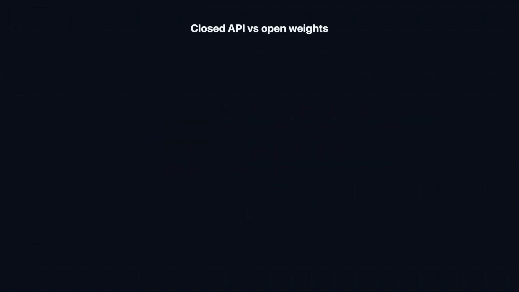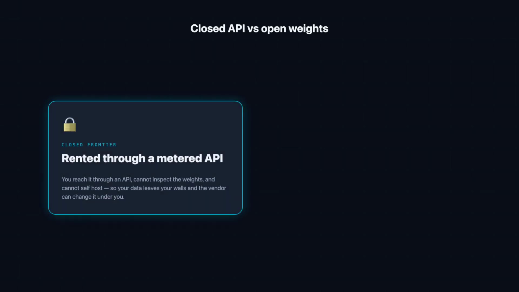First, let us look at the divide GLM 5.3 is built to close. Consider the frontier models that dominate the headlines. Most of them are closed. You reach them through a metered API, you cannot inspect the weights, and you cannot run them on hardware you control. That is convenient, but it means your data leaves your walls, your costs scale with every single call, and the vendor can quietly change or retire the model underneath you at any moment.